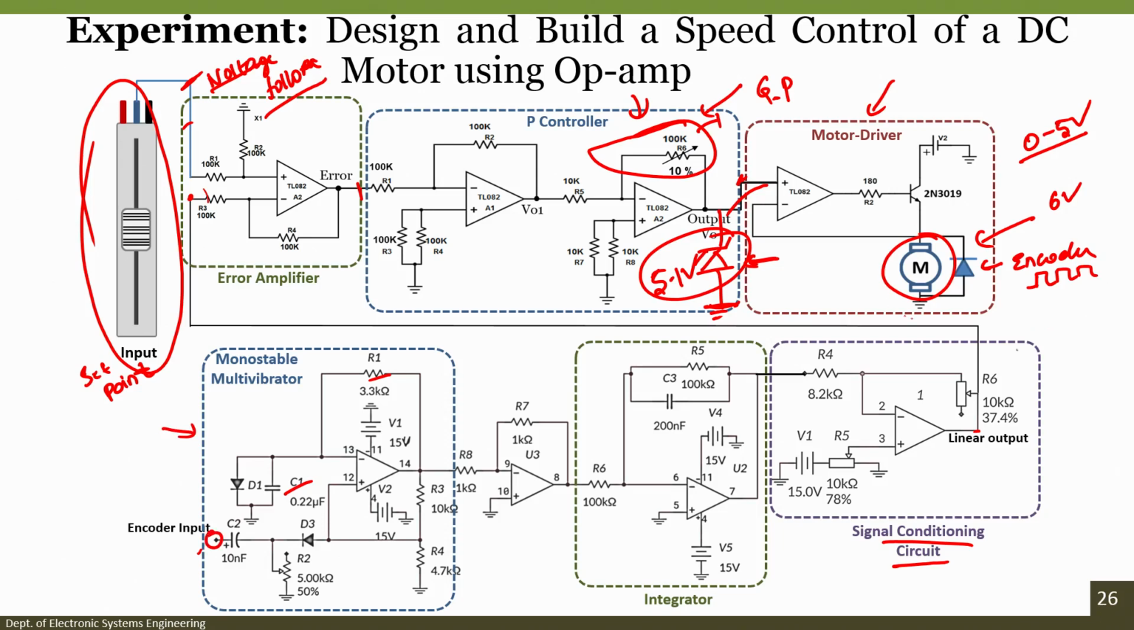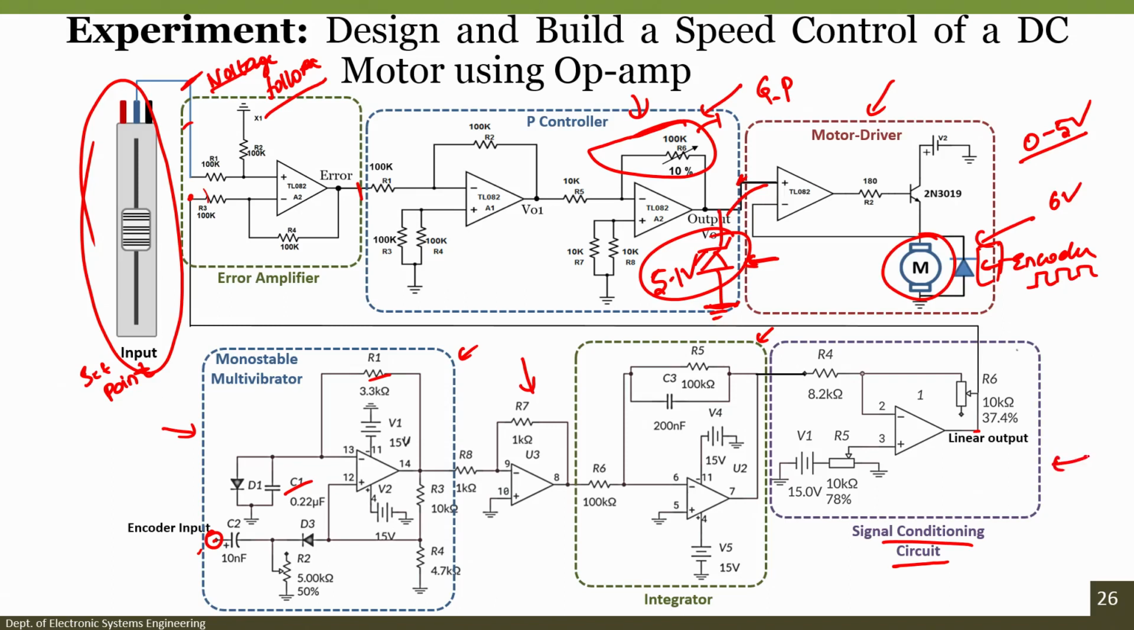Since we have not shown any encoder here, I have not given any connection, but in practice there is an encoder, which is nothing but a sensor, in our case giving digital pulses, and it is connected to the encoder, as we have seen. Then this is our monostable multivibrator, inverting amplifier, and this is the integrator circuit which makes the linear output.